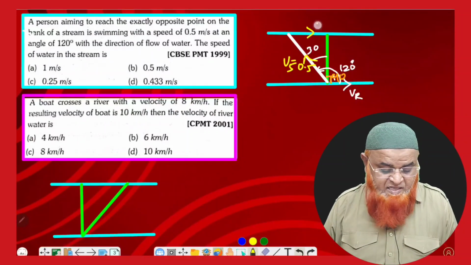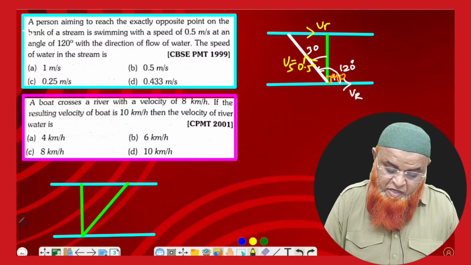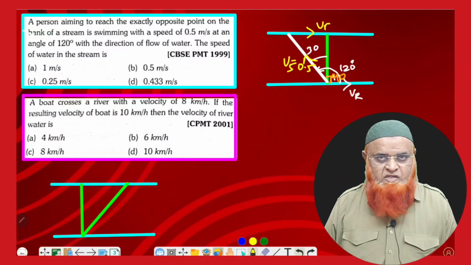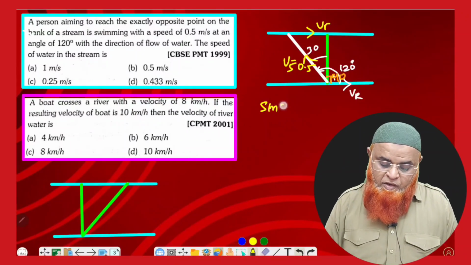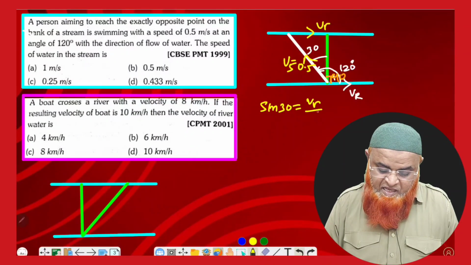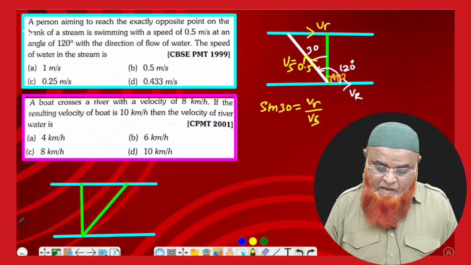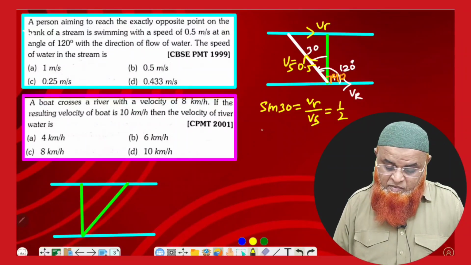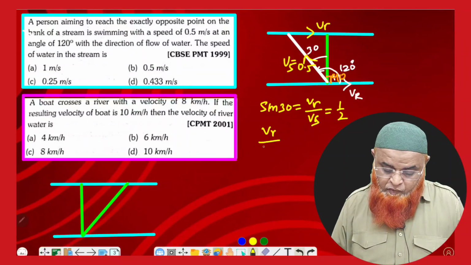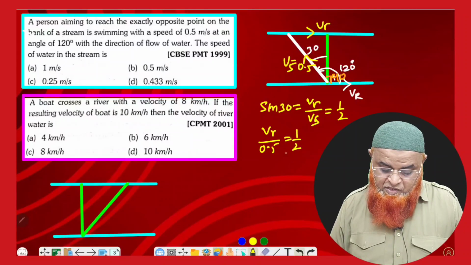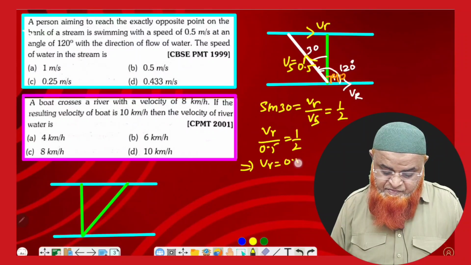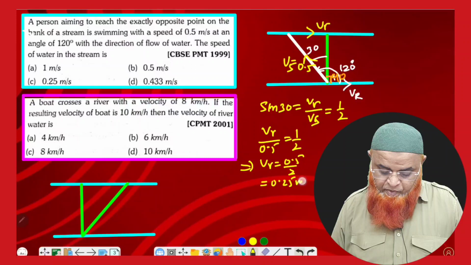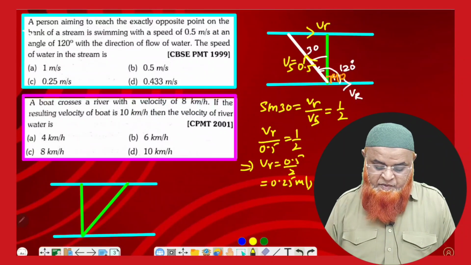Okay, and it is asking us to find out the river flow. So this is going to be the river flow. It's very simple. How can you do this one? Sin 30 is equal to VR by VB, velocity of the river by velocity of the swimmer. Sin 30 is nothing but 1 by 2. So VR by 0.5 is equal to 1 by 2. This implies that velocity of the river is 0.5 by 2. Your answer is 0.25 meters per second.